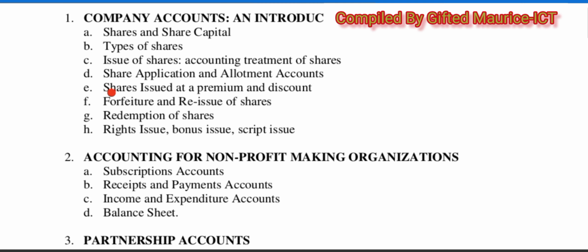The forfeited shares can be issued again under what we call reissue of shares. It is these shares which are being reissued that can be issued at a discount. So it is the forfeited shares that can be reissued at a discount. So at this level, you are free to issue shares at a price less than the par value.